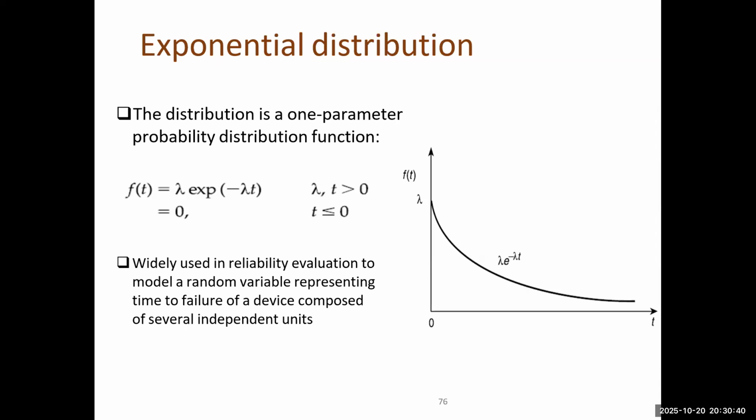So here we can see a one-parameter probability distribution, f(t) equals lambda times exponent of minus lambda t. That is a very commonly used probability distribution function, and it has this kind of curve for the relation between the distribution function and time.